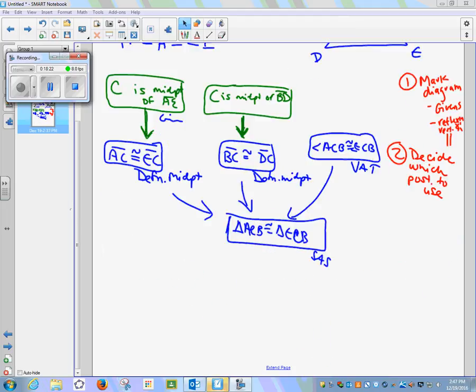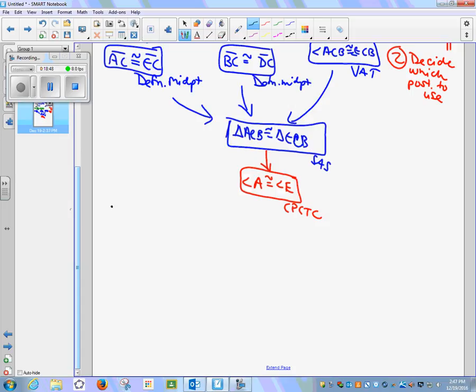Now, once we know those triangles are congruent, we can move on to what we're trying to prove. Angle A is congruent to angle E, and that's by CPCTC, or definition of congruent triangles. Good. Okay, so the only other thing I wanted to do as an example is an HL proof.